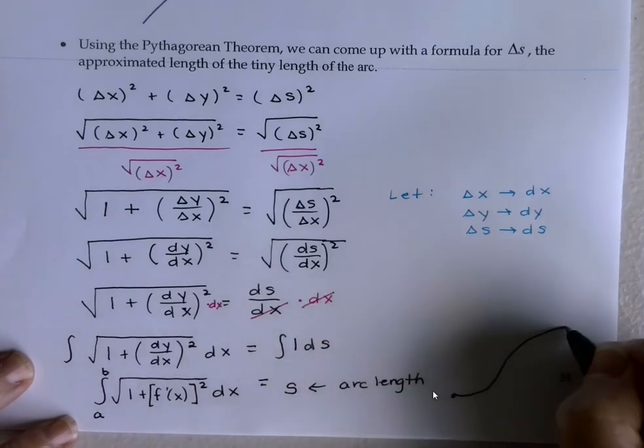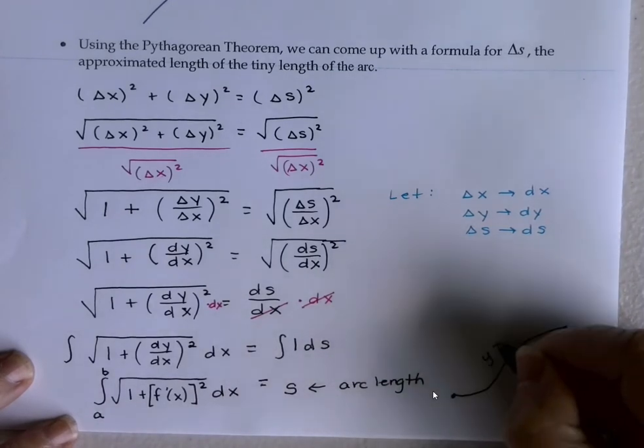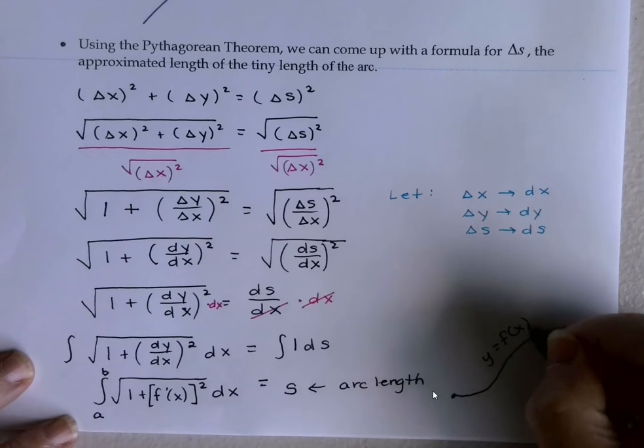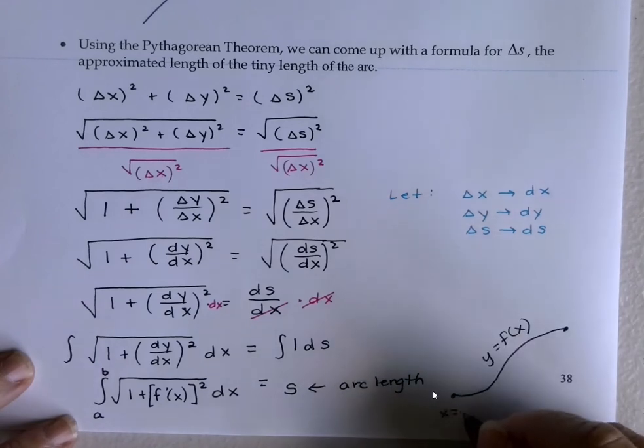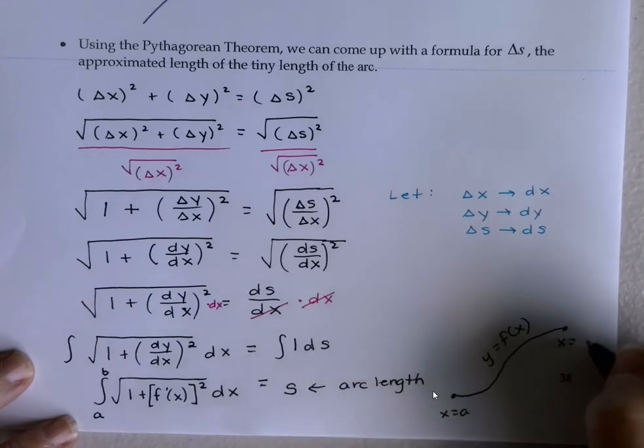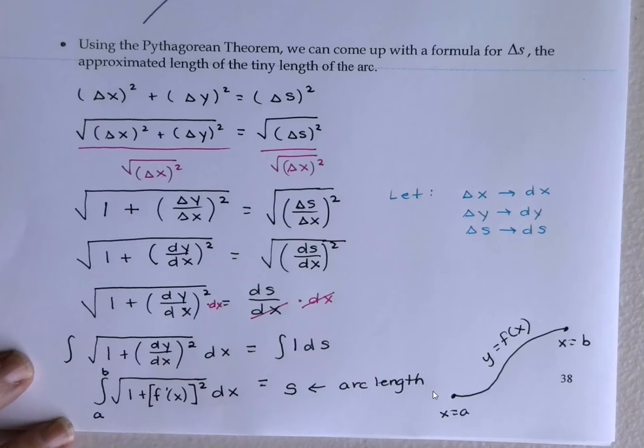For any curve, y equals f of x, between the point where x equals a and the point where x equals b. So this is going to be our arc length formula. It's the formula we'll use every single time we want an arc length.